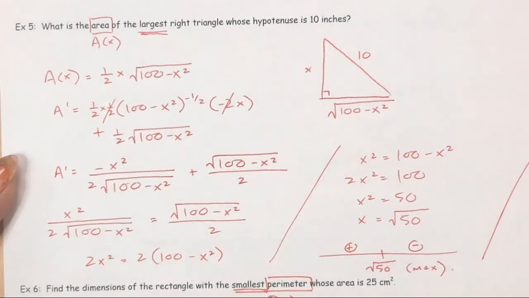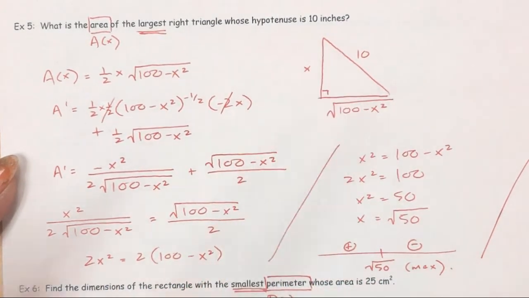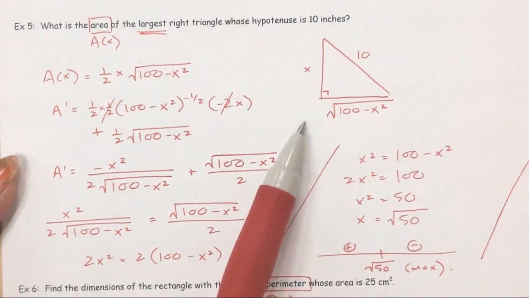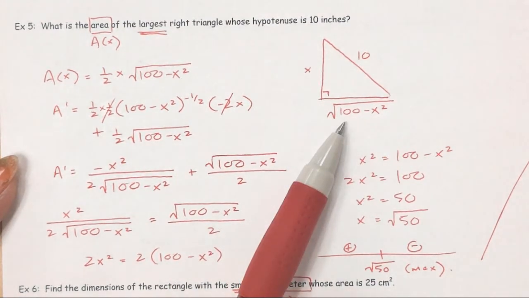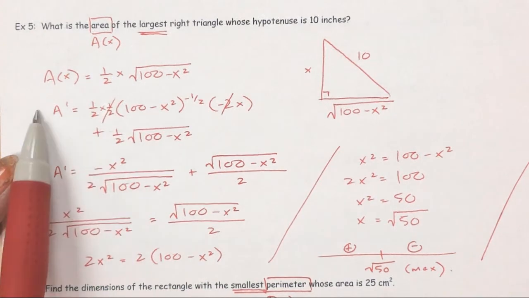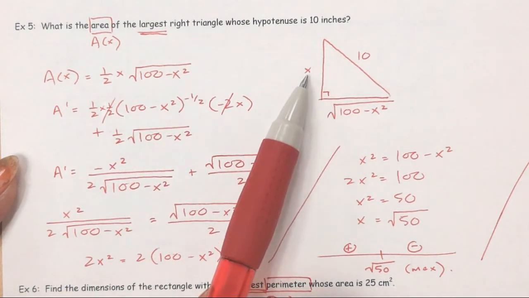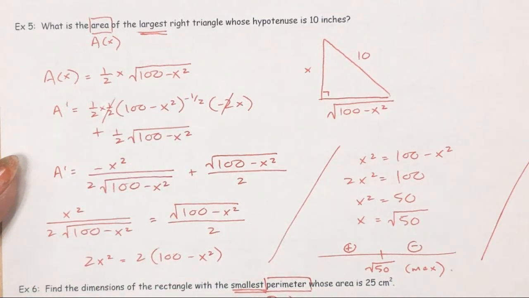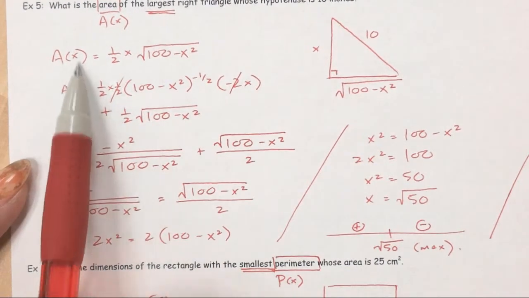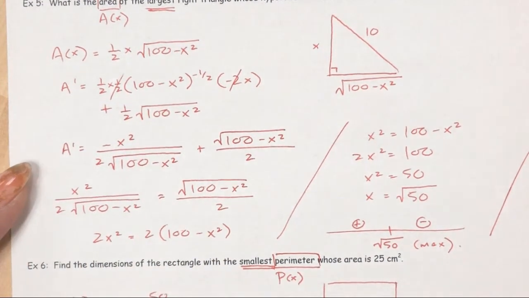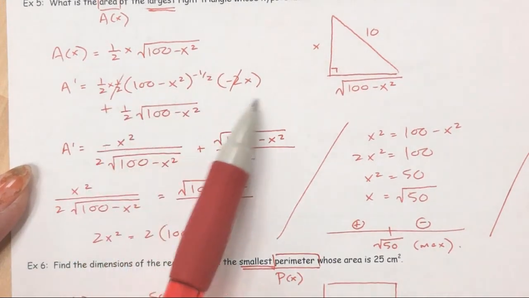A largest area. Draw the picture. Here's your hypotenuse. If I call this x, I use the Pythagorean theorem to get that. And then the area is 1/2 base times height. 1/2 base times height is this. You can see I have to get my A prime, so it's going to take a little bit of work.